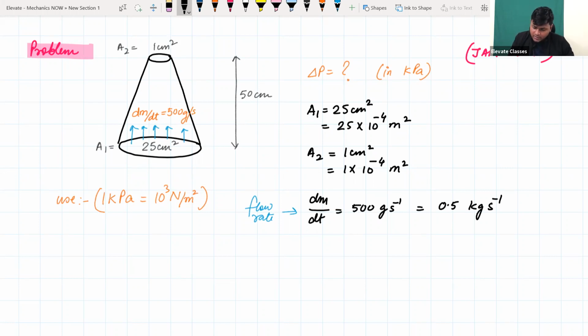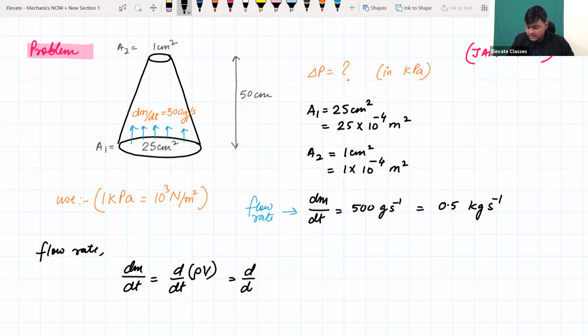मैंने अभी थोड़ी देर पहले क्या बताया था? I said that flow rate is equal to dm upon dt is equal to how much? So d by dt of m कितना होता है? m is nothing but density multiplied by volume. Okay. So d by dt of density multiplied by volume. Volume मतलब क्या होता है? Area of cross section multiplied by length.